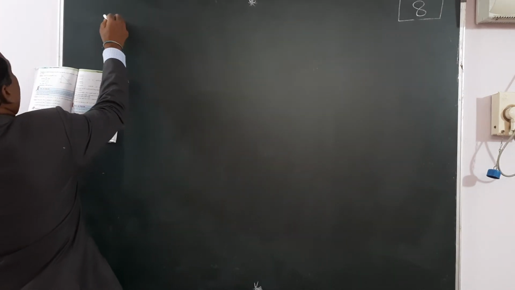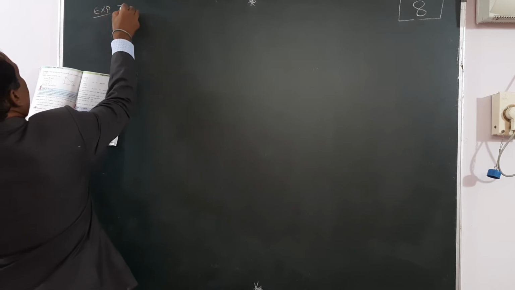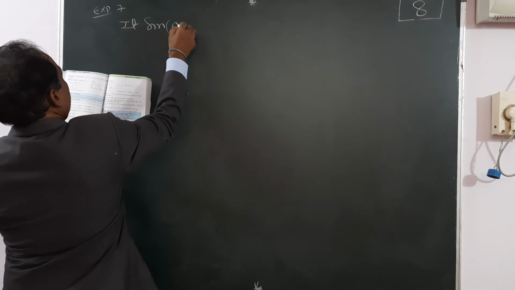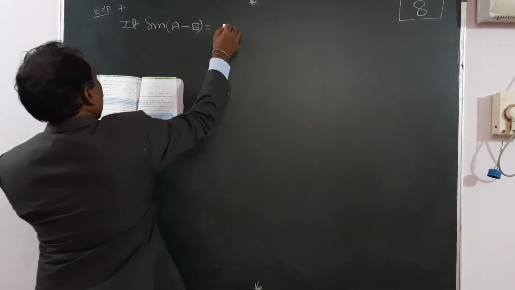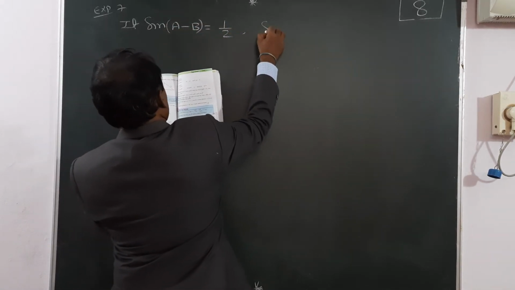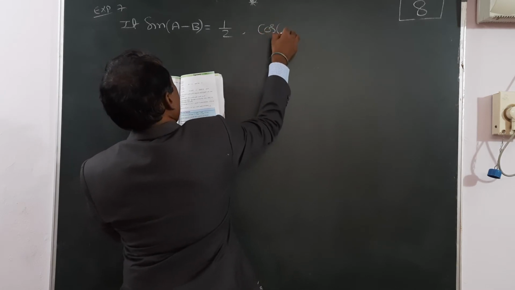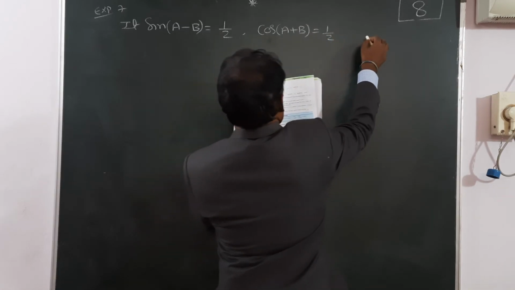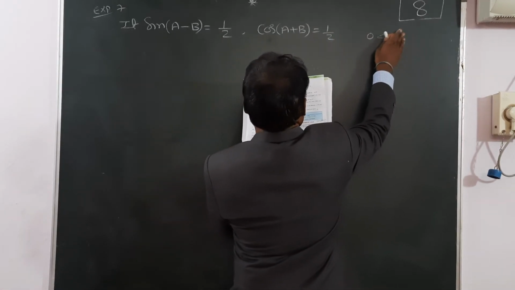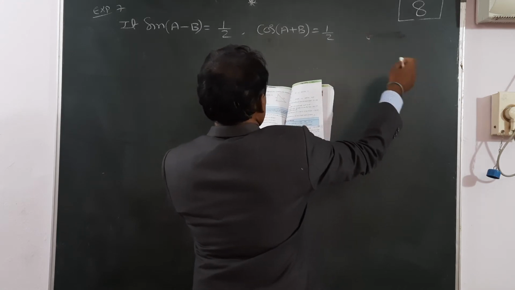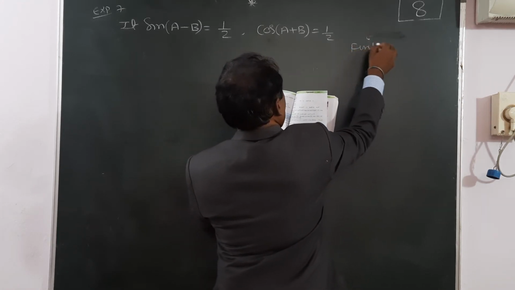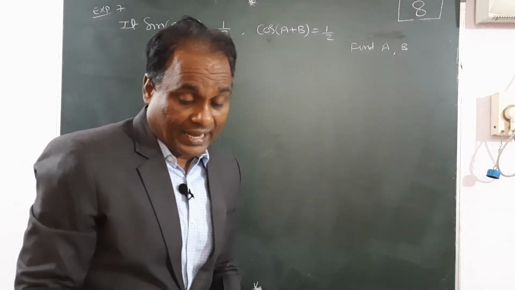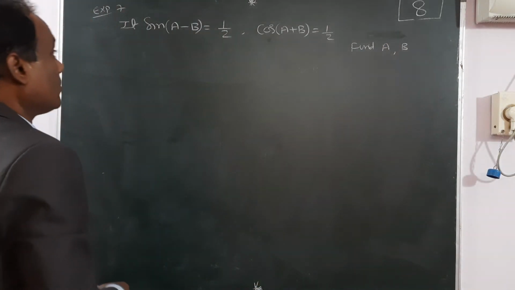Example 7 is also very, very important. If sin(A minus B) is equal to 1 by 2, cos(A plus B) is equal to 1 by 2, 0 less than A plus B less than 90 degrees, A greater than B. Find the values of angle A and angle B. This is also an important problem. See it carefully.